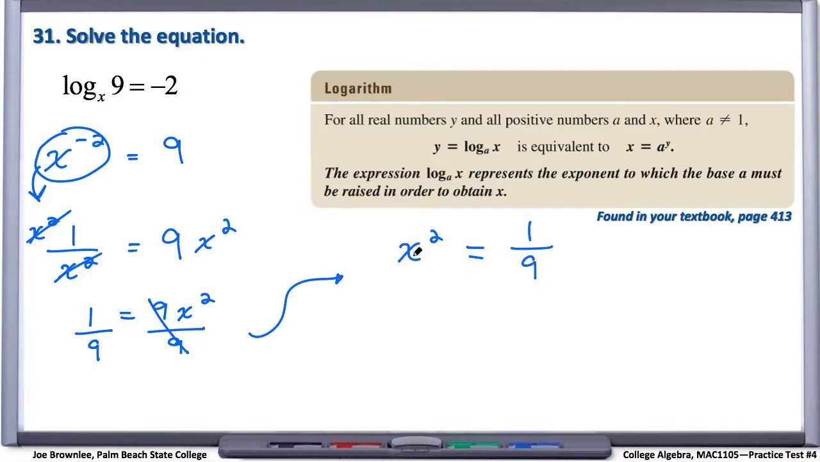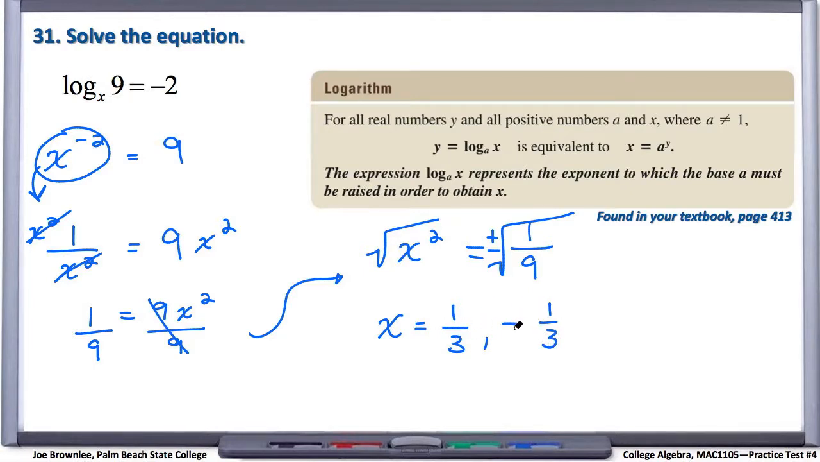And we want x all by itself, so we'll take the square root of both sides. Don't forget, when you take the square root, or any radical with an even index, you have to remember plus and minus. So on the left we have x equals, and on the right we're going to have 1/3 and -1/3. All right, so, well, that's interesting.